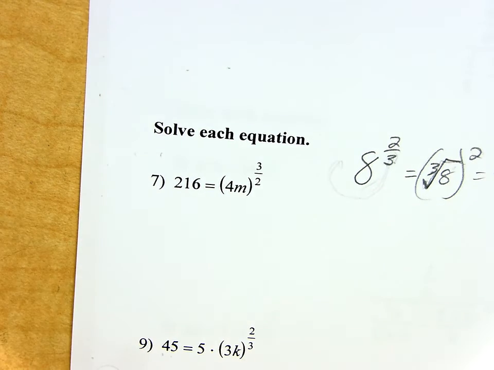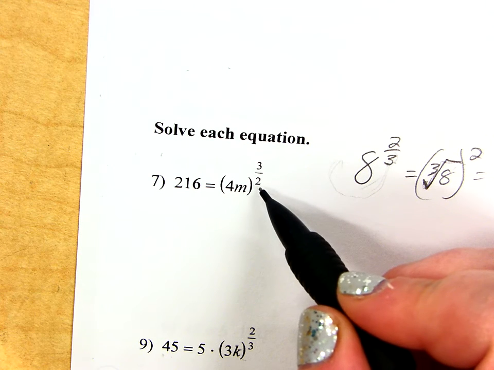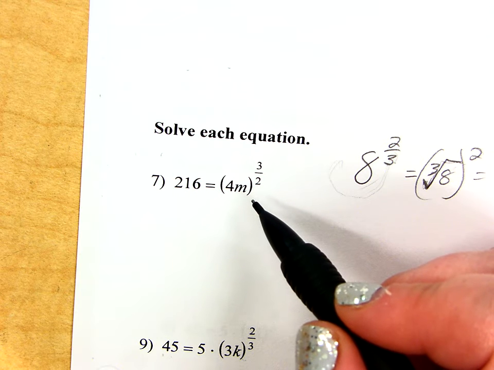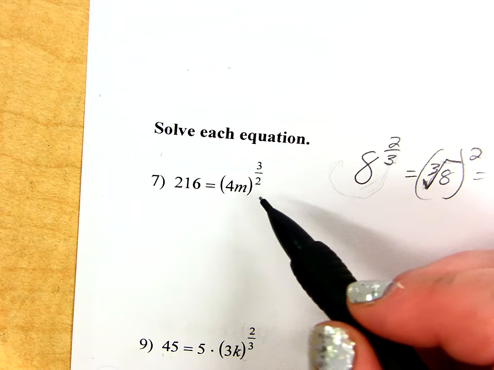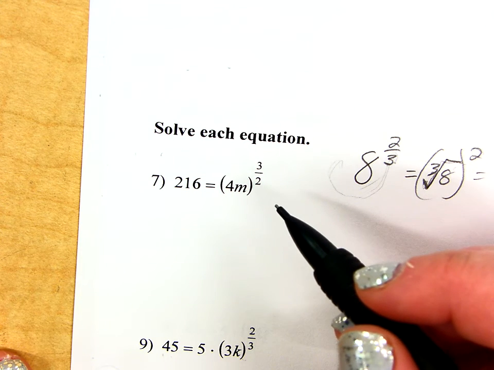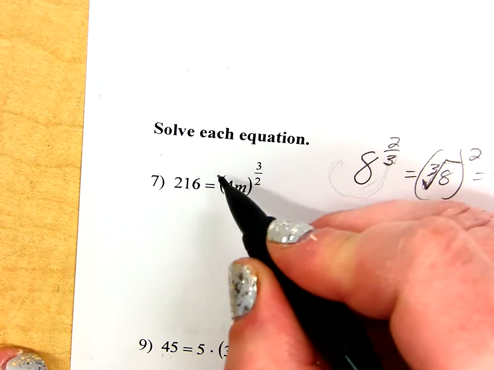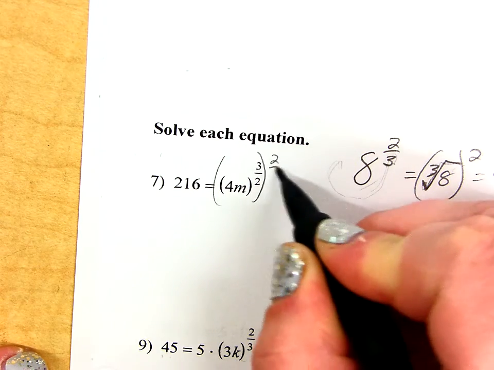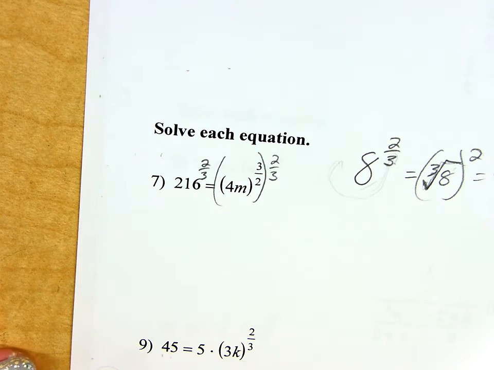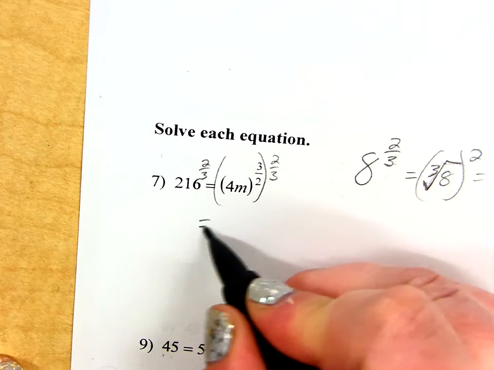And then, to undo raising something to the 3/2 power, I just need to raise both sides to the... yes, to the 2/3 power. You raise it to the reciprocal power on both sides. So, watch this. I'm going to raise this side to the 2/3 power. But I also have to raise this side to the 2/3 power, right? Whatever you do to one side, you have to do to the other. But watch what happens over here.